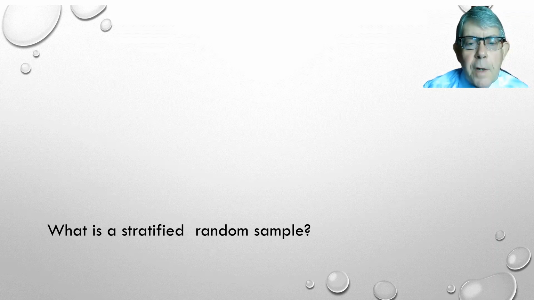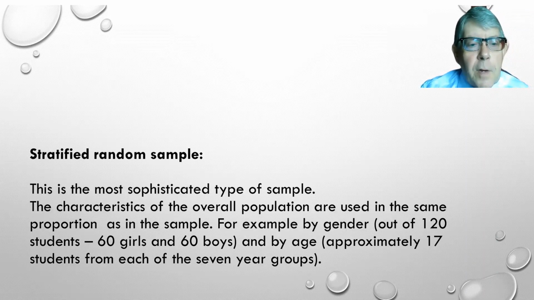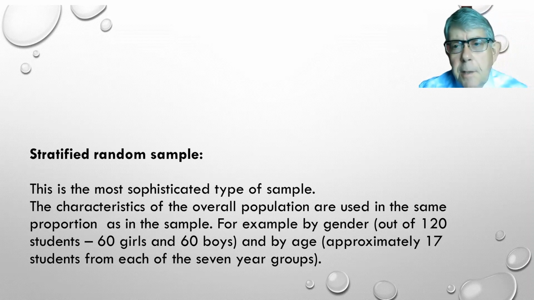What is a stratified random sample? A stratified random sample is the most sophisticated type of sample. The characteristics of the overall population are used in the same proportion as the sample. For example, by gender, out of 120 students, we might want 60 girls and 60 boys, and by age, approximately 17 students from each of the 7 year groups.